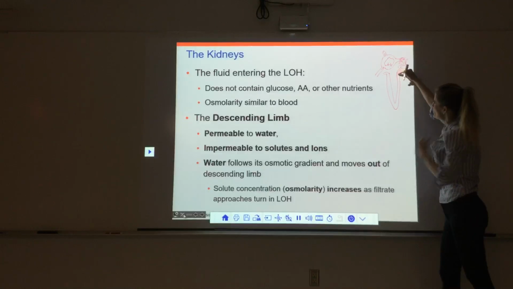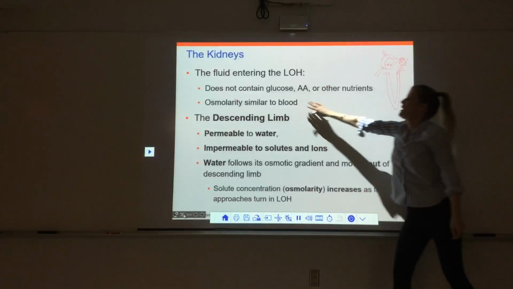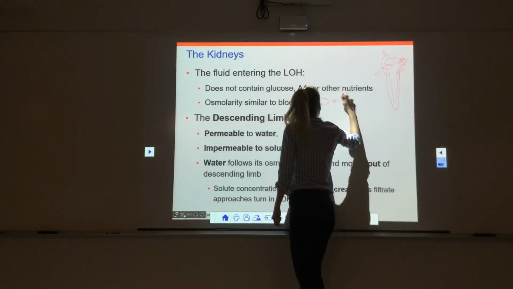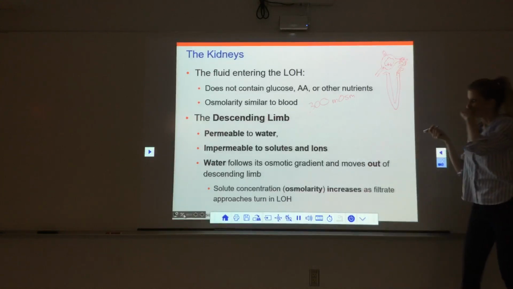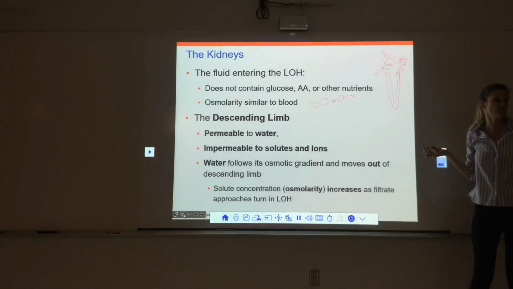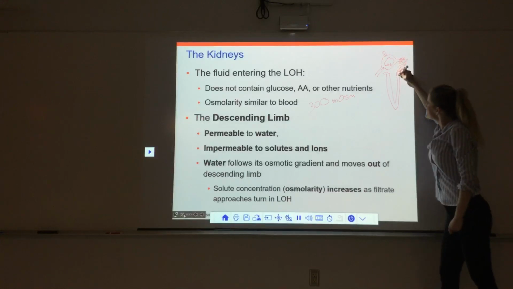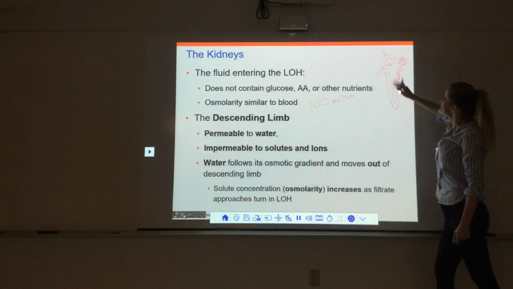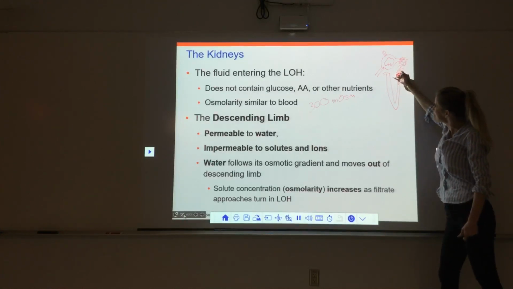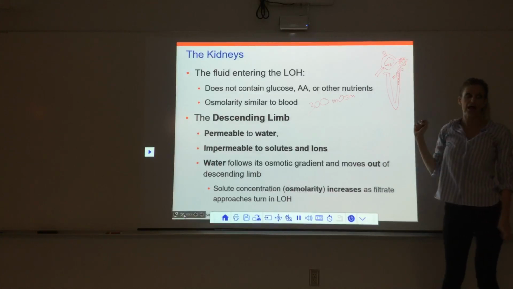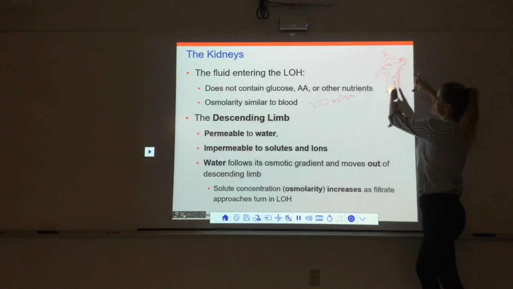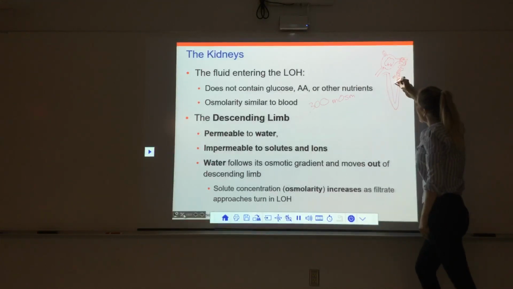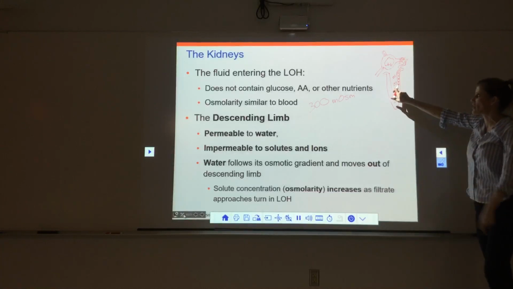And what we see is that the fluid that's starting to come into the loop has an osmolarity similar to blood. You don't have to know the number, but it's about 300 milliosmoles. So not very concentrated, just similar to your blood. So as the fluid comes down into the loop and starts to head down, what we see is that the concentration of solutes out here is much, much higher. So the fluid surrounding the tubule, the fluid out here, has a very, very high osmolarity. It's very, very concentrated.